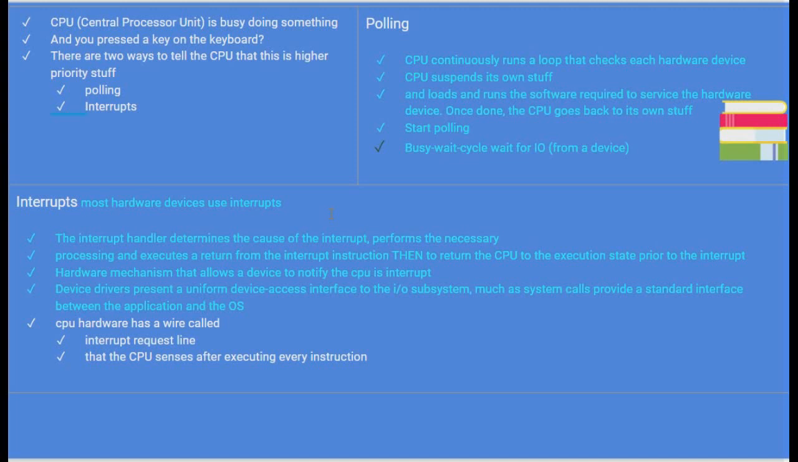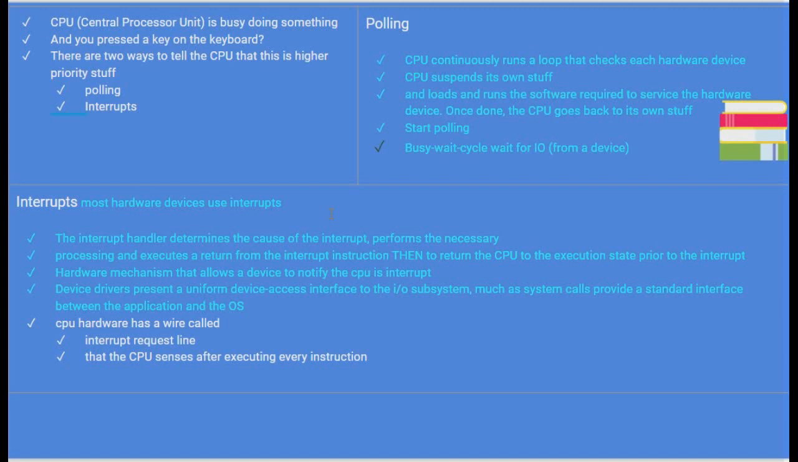These days modern hardware uses interrupts. Polling is no longer used. Most of the time hardware devices are using interrupts these days. The interrupt handler determines the cause of the interrupt, performs the necessary processing, and executes a return from interrupt instruction, and then returns control to the CPU to let it do whatever it was doing earlier. So the hardware mechanism that allows a device to notify the CPU is an interrupt.